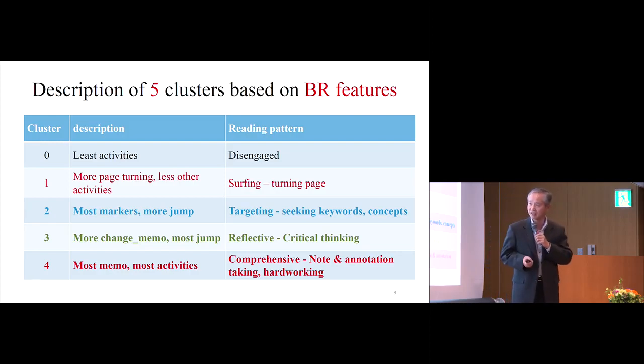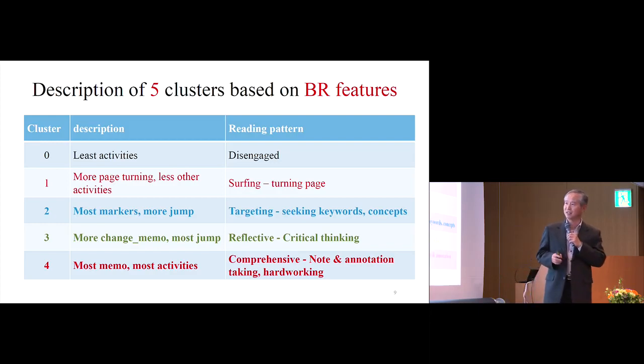For the first cluster, cluster 0, they don't have much activity, so we define that as disengaged. For cluster 1, their activity is mostly page turning, previous and next. So less active, no other activities. We define it as surfing. And for cluster 2, they do most activity on the markers and the jumps. So they are kind of targeting. They know what they need, and they're seeking the keywords and the concepts.